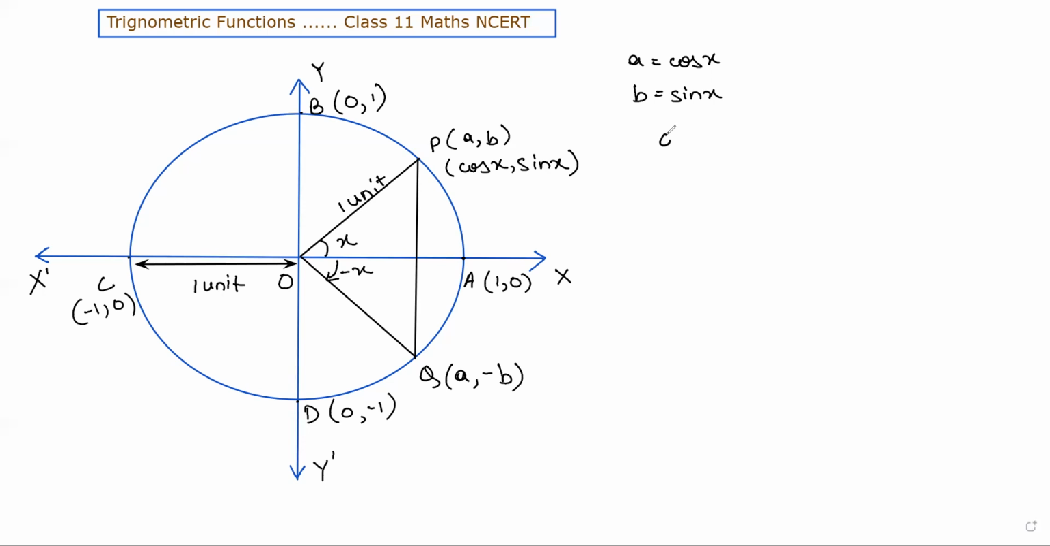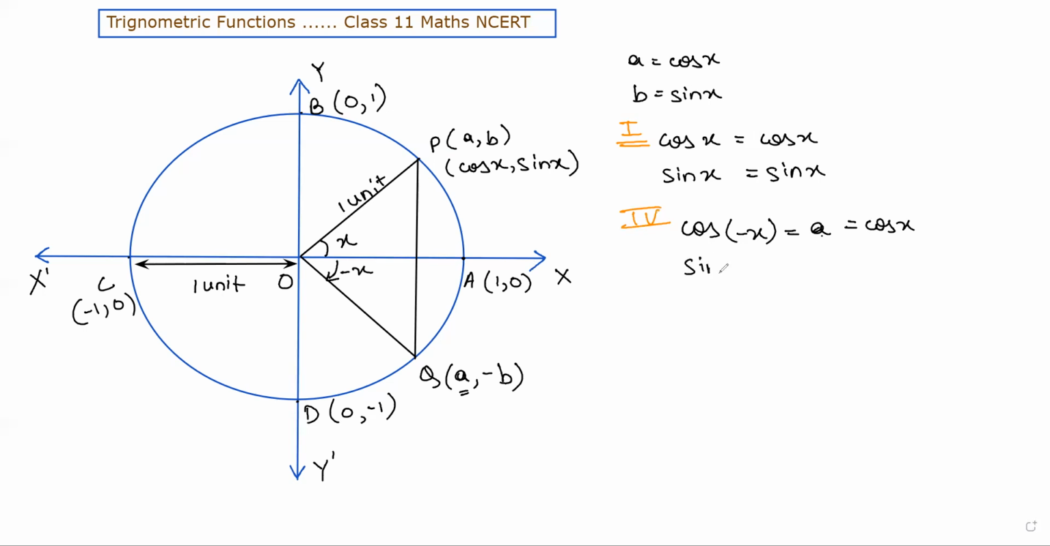Now, cos of x in the first quadrant is equal to cos x. Sin of x is equal to sin x. What happens in the fourth quadrant? The angle made here is minus x. Cos of minus x is a. We know that the value of a is cos x. Sin of minus x is equal to minus b. We know that the value of b is sin x. So this will be equal to minus sin x.